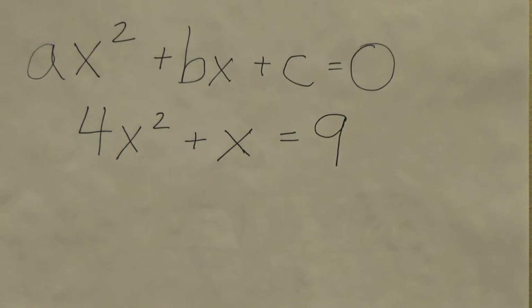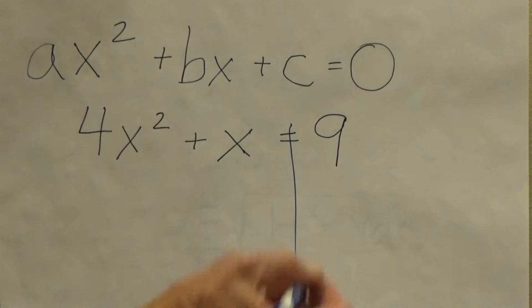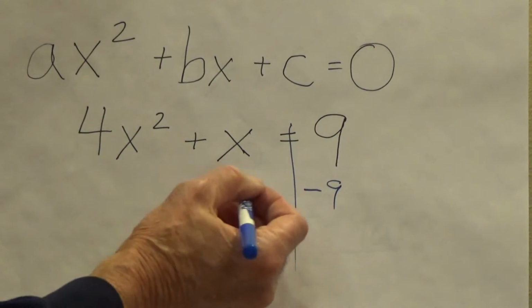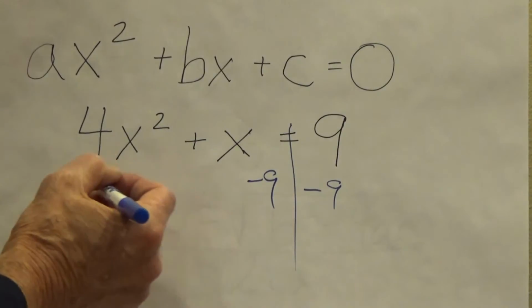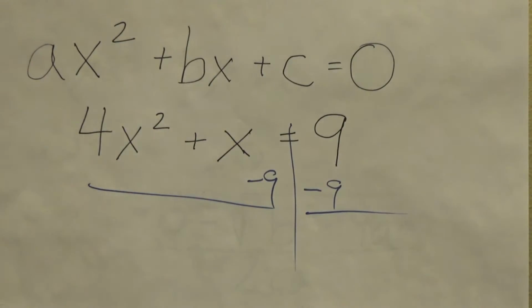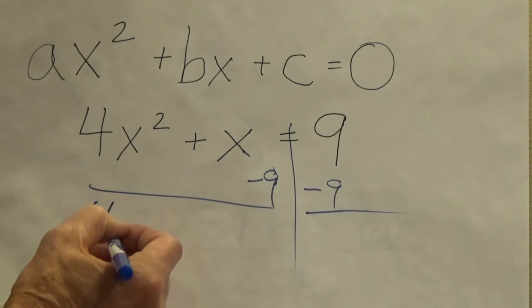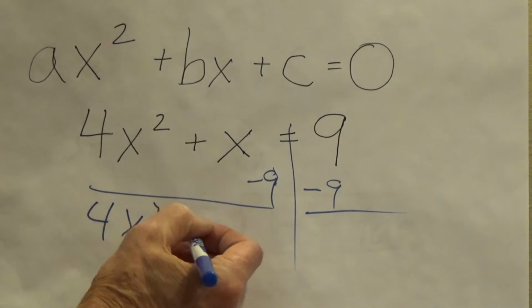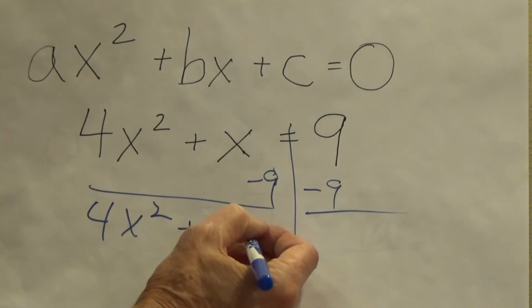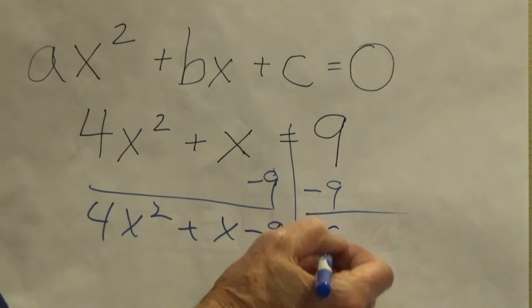Okay, the quadratic form. This is not in quadratic form because you don't have everything on one side equal to 0. So what you have to do really is subtract 9 from both sides of the equal sign. So we have the equal sign here, we subtract 9 here, and we subtract 9 on the other side. So we can get the correct form. And we want to put this in descending powers. We have 4x squared plus x minus 9 equals 0.